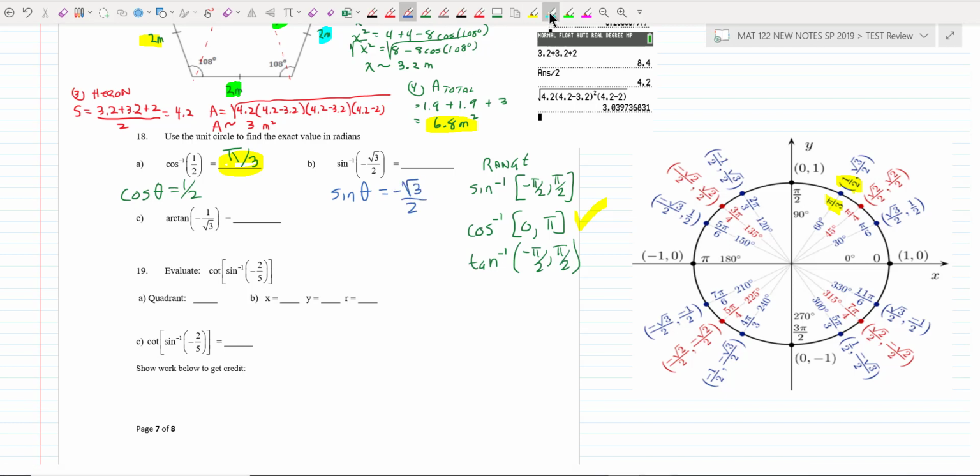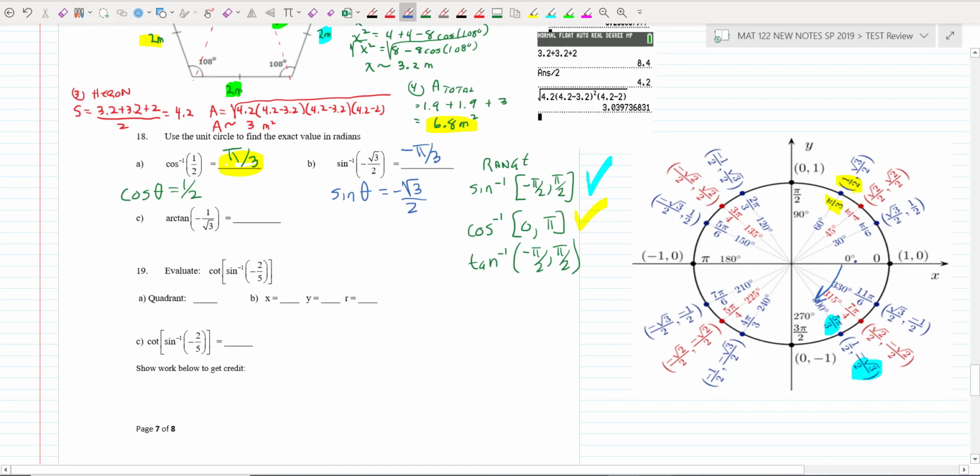So the sine is the y value. And again, the range is negative pi over 2, which is down here, to pi over 2. So you're only looking over here like this. Well, in this range here, the only place where the sine is negative root 3 over 2 is right there. Now, 5 pi over 3 is not the right answer of the problem because you have to give a negative angle on that. So that would be negative pi over 3.